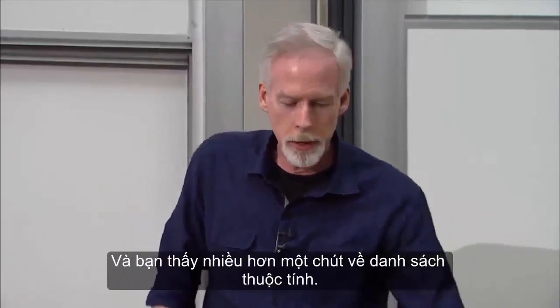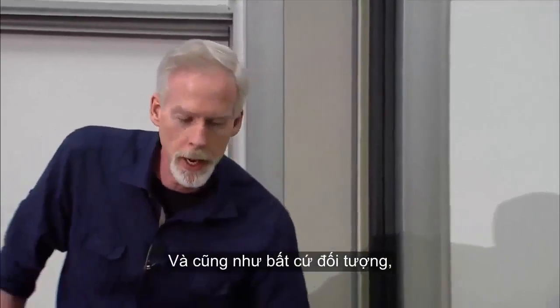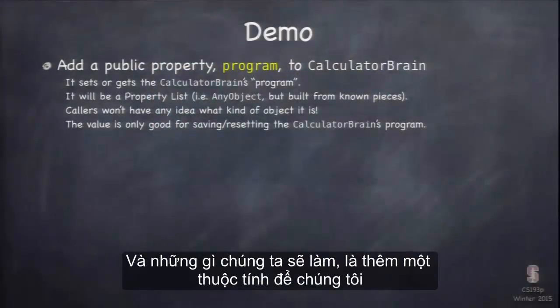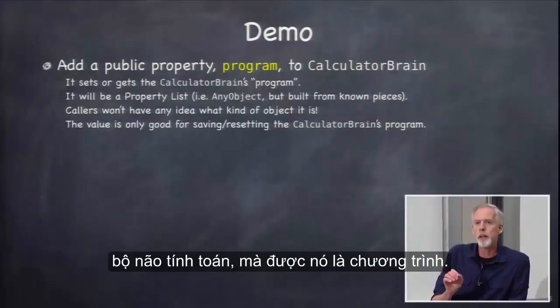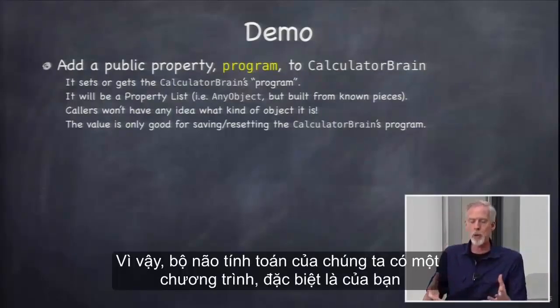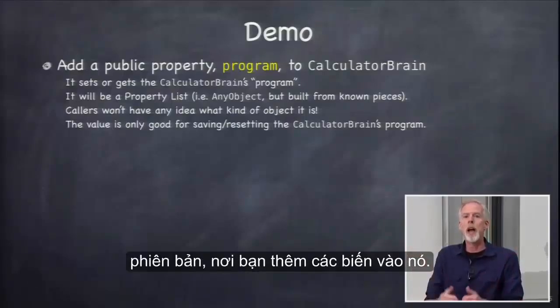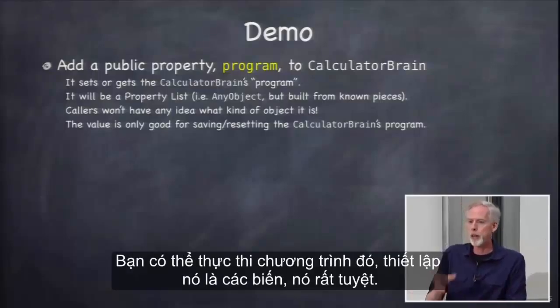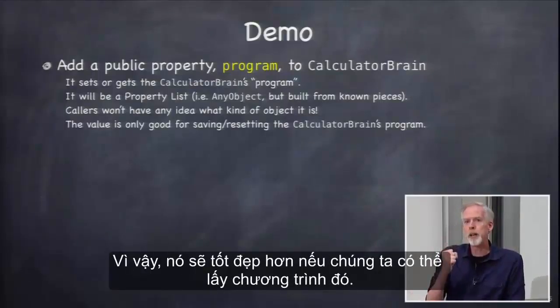All right, so I'm going to do a little demo here, show you a little more about property lists and also AnyObject, because you've never seen AnyObject in action. And what we're going to do is add a property to our calculator brain, which gets its program. Okay? So our calculator brain has a program, especially your versions where you added variables to it. It's got this kind of program. It's almost like a little computer program, and you can execute that program, set its variables. It's great.